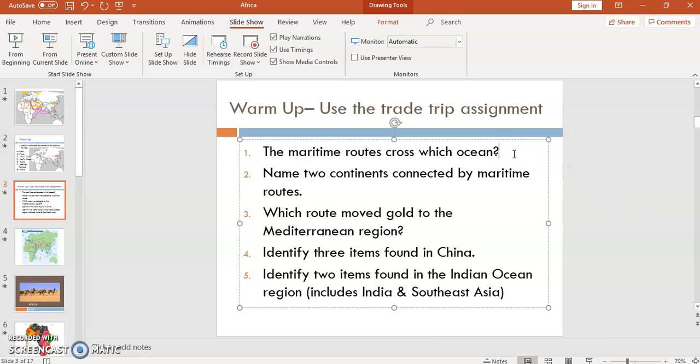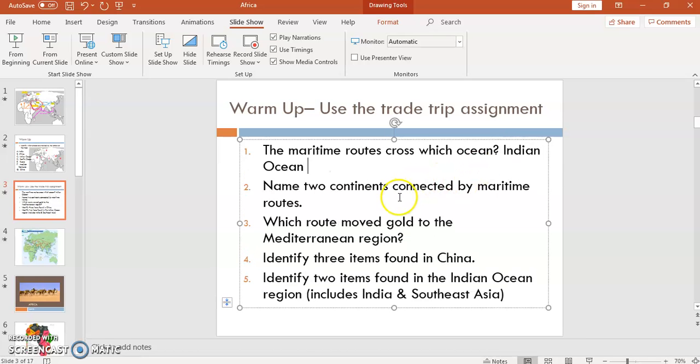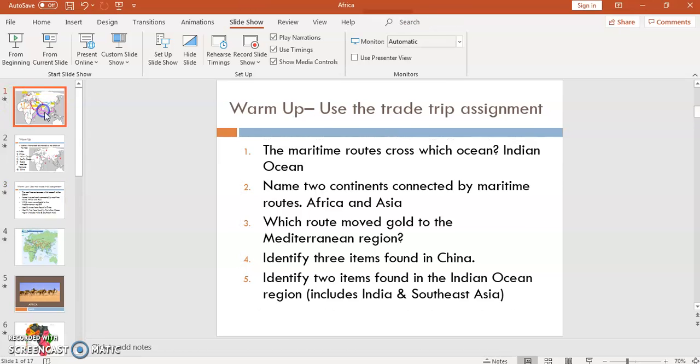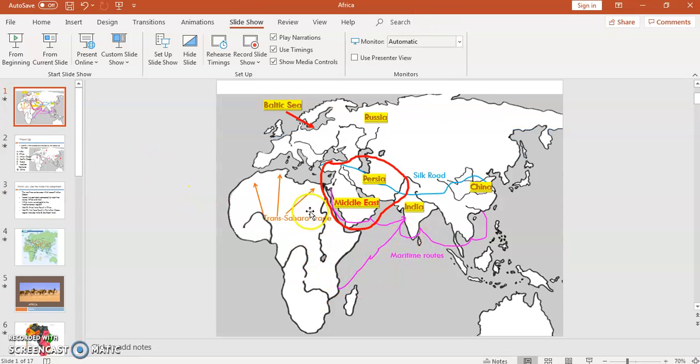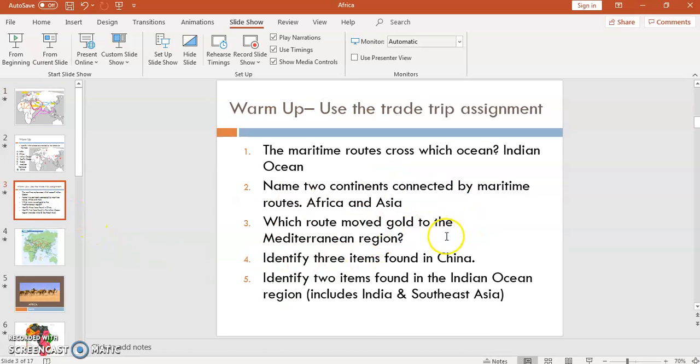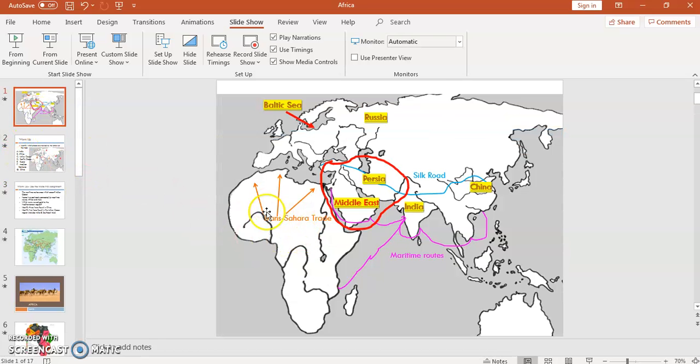So the maritime routes cross which ocean? That would be the Indian Ocean. Name 2 continents connected by maritime routes. Those would be Africa and Asia. So if we look at the map, the maritime route connects Africa and Asia over here. Which route would move gold to the Mediterranean region? So if you label gold on your map, which is in West Africa, the trade route that carries items from West Africa to the Mediterranean Sea is the Trans-Saharan route.